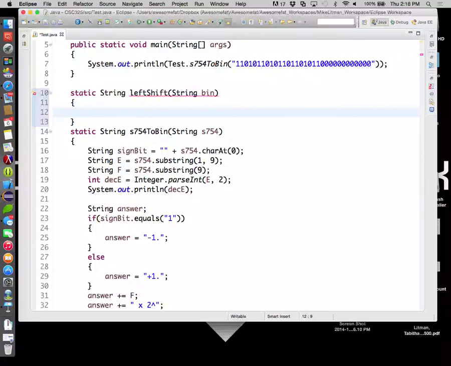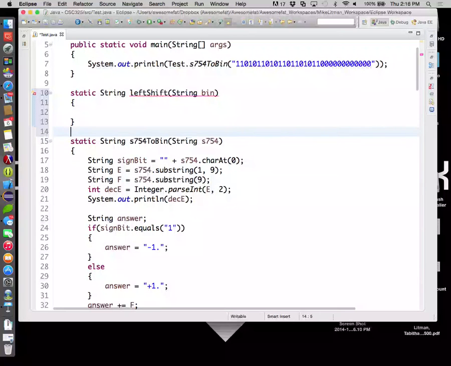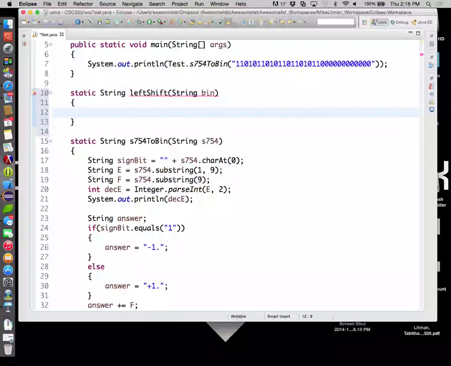Okay, so how do we left shift bin? Somebody who usually doesn't answer. I want to know that your guys' brains are clicked on.